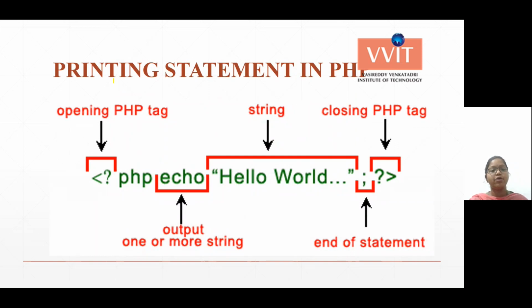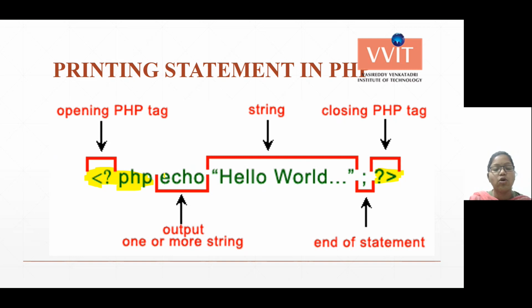Now, let's see how to print a statement in PHP. Here, as I said before, we need an opening tag in PHP followed by the PHP word. This is the opening tag, and we need to close it with the closing tag. In the middle, the PHP code goes. Here you can see an echo function or command.